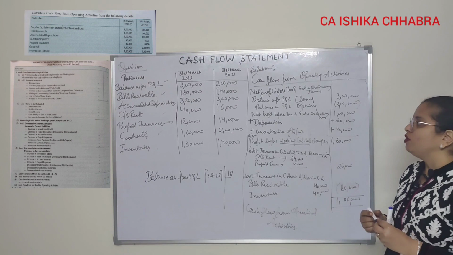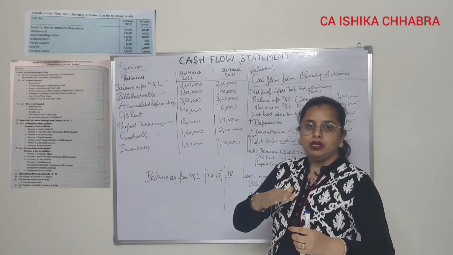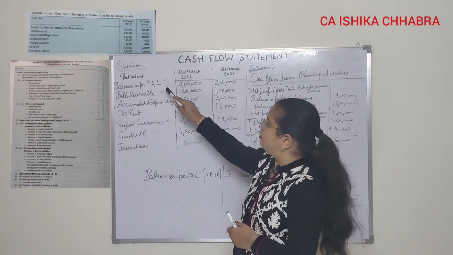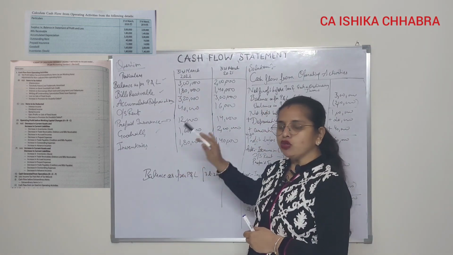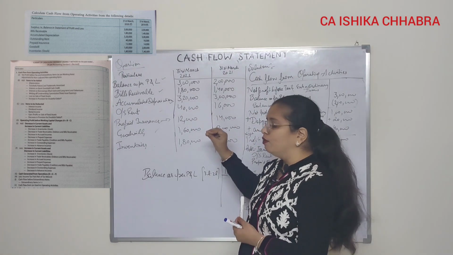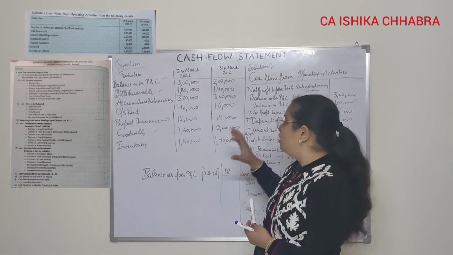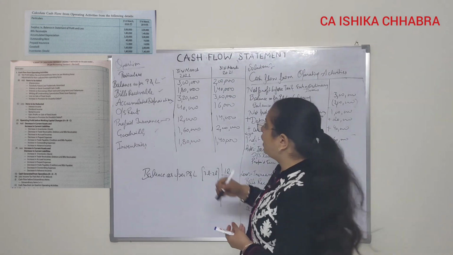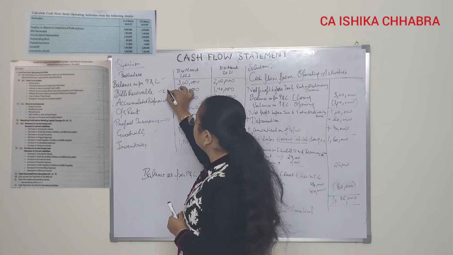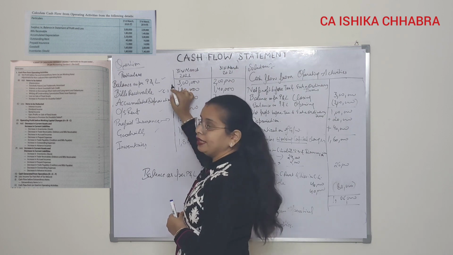Okay, as we have already discussed that we will do the upward working. So we will take the items whatever is given in the question one by one and try to understand where it will fall and where we have to show it. Okay, then what is bills receivable? Bills receivable, what is bills receivable? It is a current asset or a liability asset.